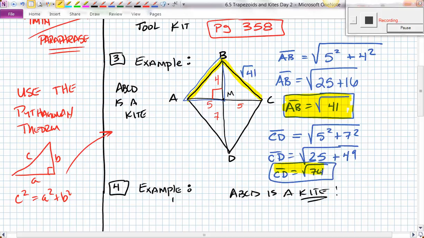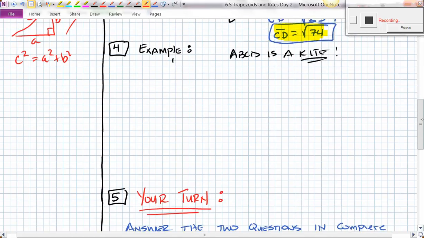Is that correct? All right, if CD is the square root of 74, then what is AD? AD is also the square root of 74. Those sides are congruent. Are you feeling pretty good about that one? We can figure out all 4 sides of the kite.